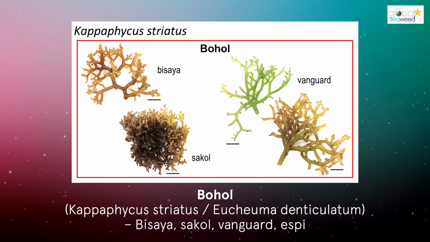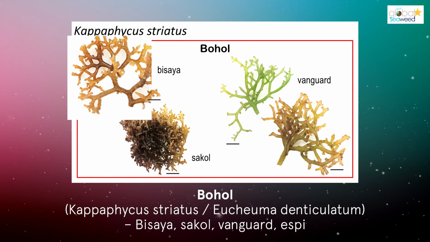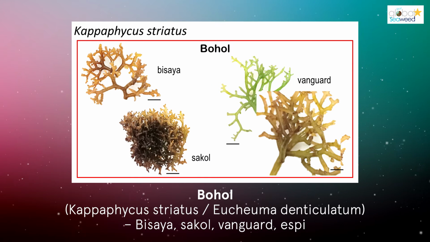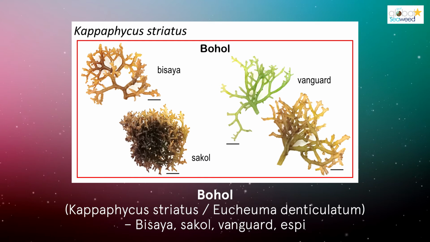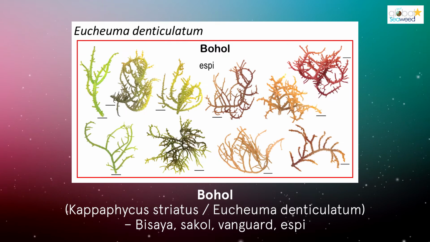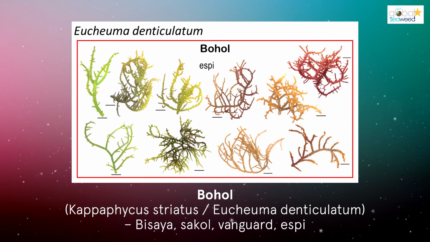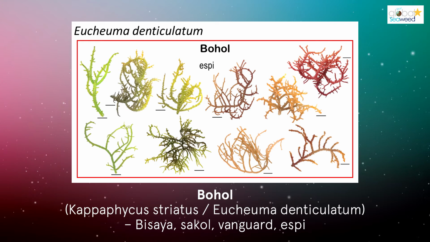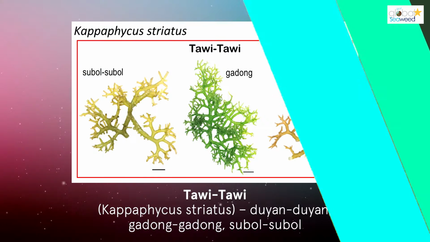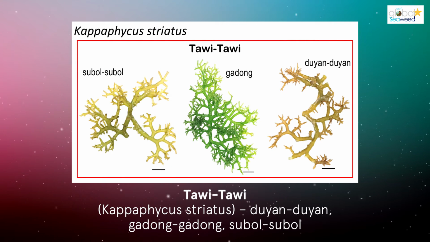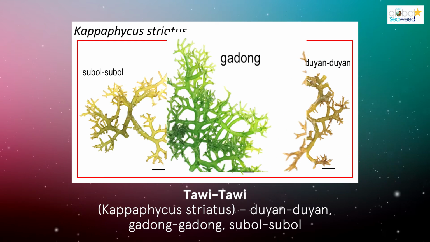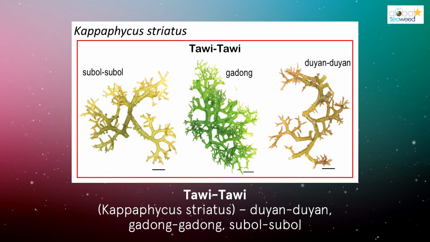In Bohol, Kappaphycus striatus and Eucheuma denticulatum are farmed. The varieties of K. striatus are Bisaya, Sakol, and Vanguard. Vanguard variety are green and reddish-brown. The E. denticulatum varieties are SP with colors of green, brown, light brown, and red, and morphotypes of Pino and Dako. Tawi-Tawi farmers cultivate only K. striatus with varieties or local names called Duyan-Duyan, Gadong, and Subol-Subol.